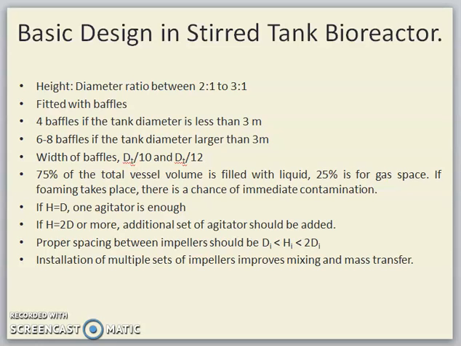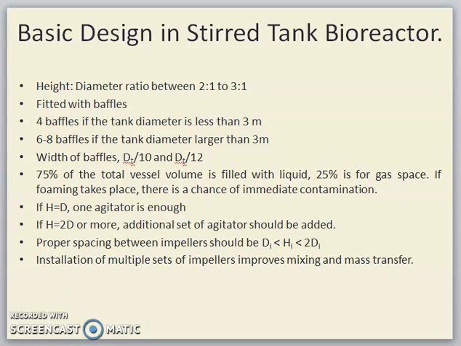Okay, if the height is equivalent to the diameter, only one agitator is required. But if the height is equal to 2 times the diameter or more, then an additional set of agitators should be added. The agitators installed will be based on the volume of the bioreactor itself, the volume of the liquid that will be filled in the vessel.